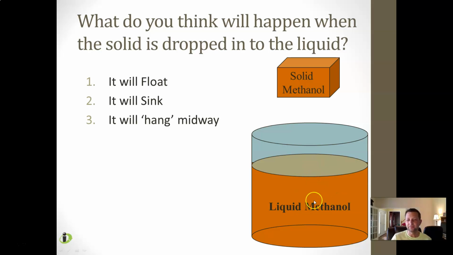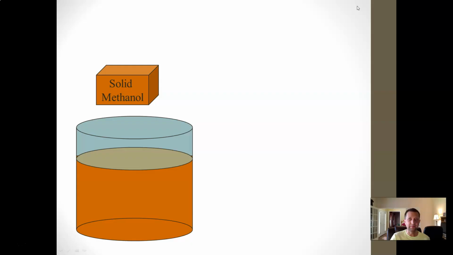So you have liquid rubbing alcohol and solid rubbing alcohol, and you drop this block of solid rubbing alcohol into the liquid. What do you think is going to happen? Will it float, sink, or hang out in the middle? Make a prediction and we'll see what happens. Okay, prepare to be amazed by the animation I have. We're going to drop the solid methanol in, and we're going to see if we were right just a couple seconds ago.